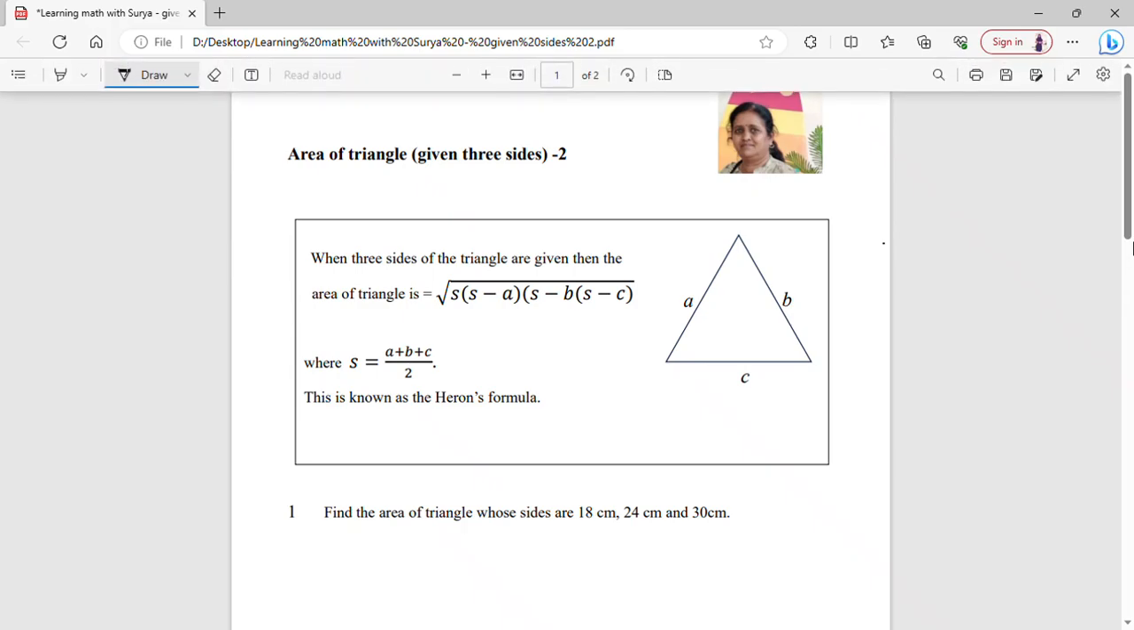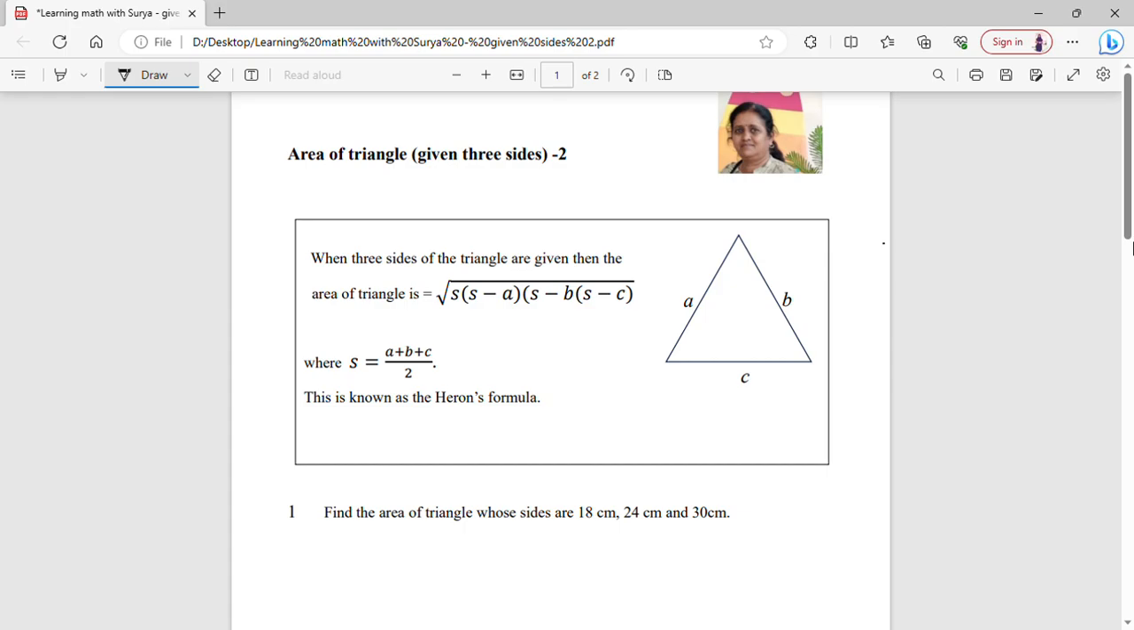Welcome to another session on maths, and this is the second part of area of triangles, where we are not given the base and height but the three sides are given. So those who want to know the area of a triangle with base times height, you can go back and watch my video in the first part. So this is the second part for area of triangles where three sides are given.